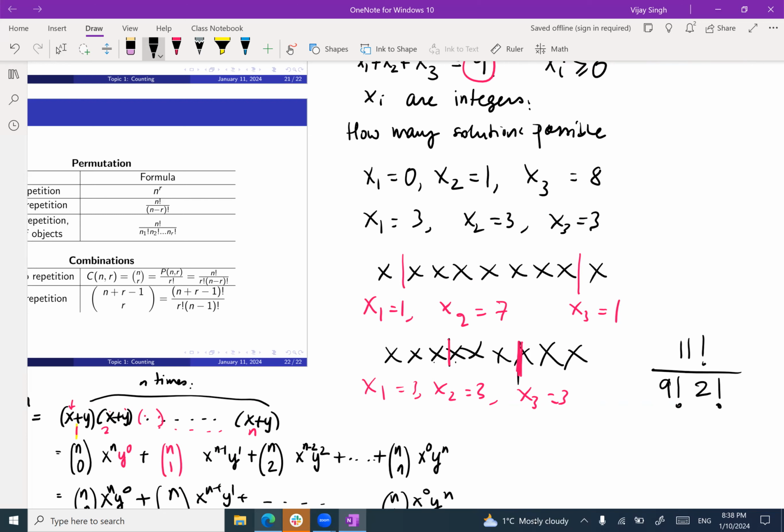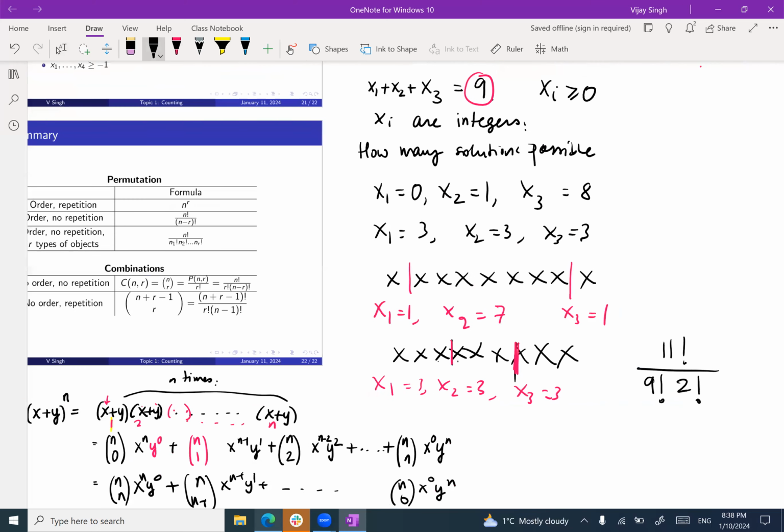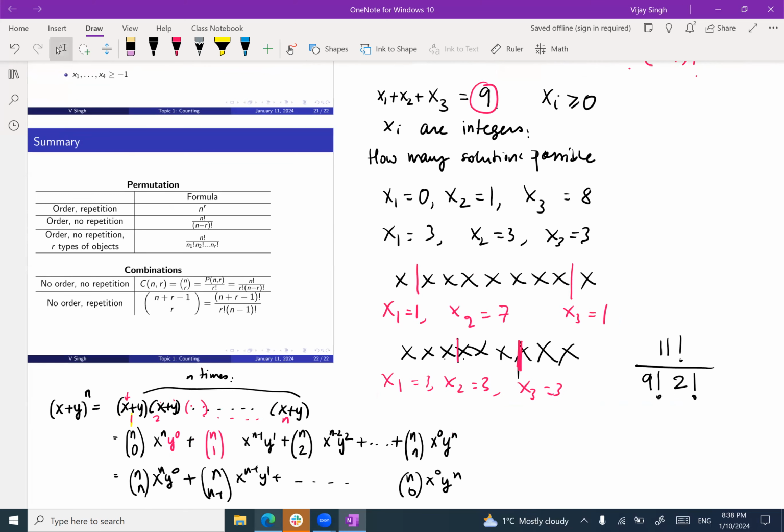Does that make sense? So these are the number of solutions for x1 plus x2 plus x3 equals 9. These many different solutions will be there.